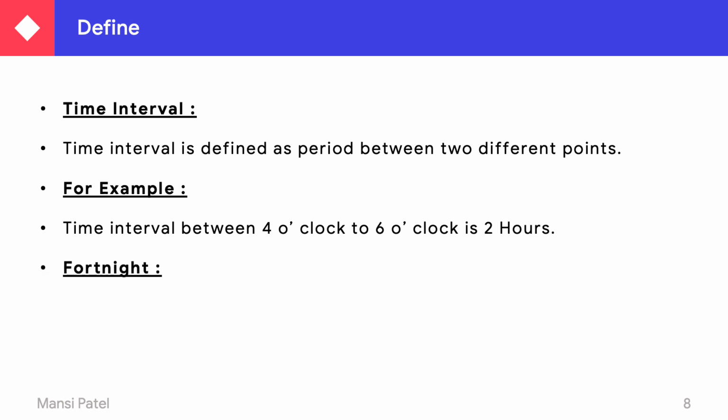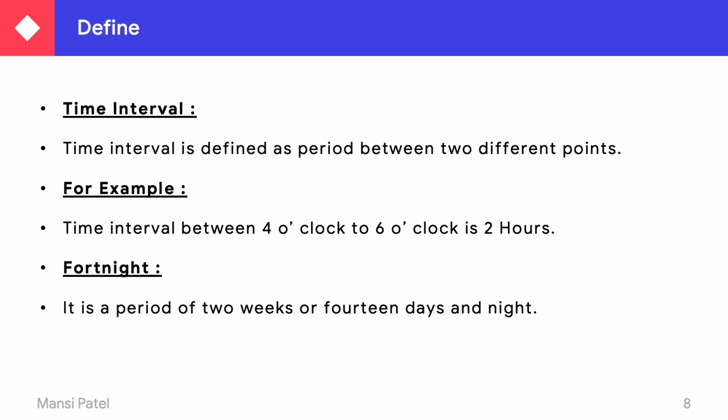What is the meaning of fortnight? It is a period of 2 weeks, or we can say a period of 14 days and nights. It is known as a fortnight. So a fortnight is equal to 2 weeks, or we can say 14 days.